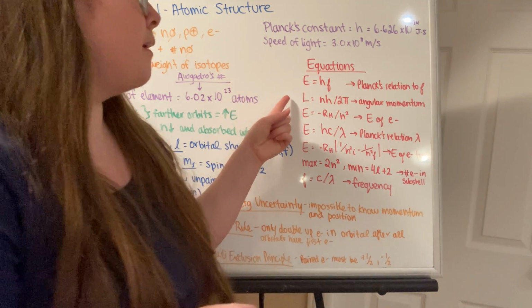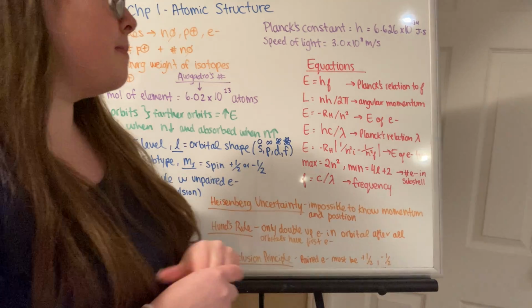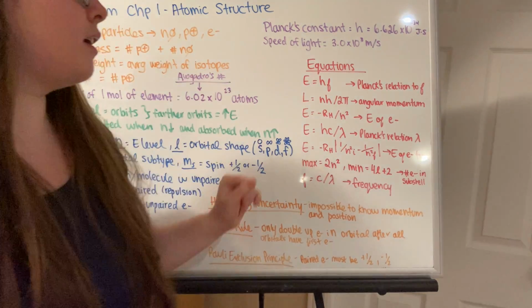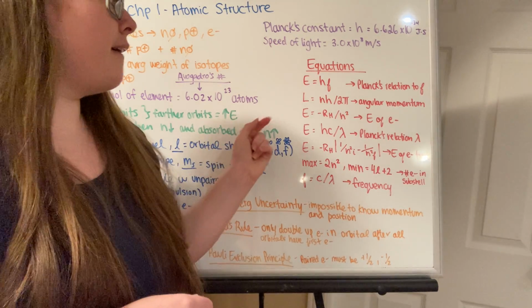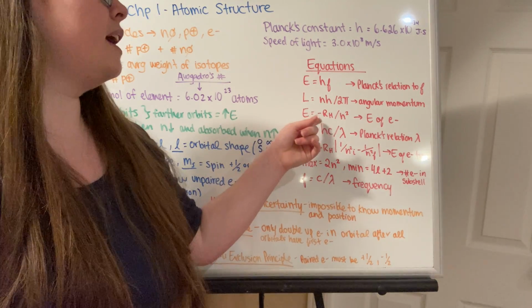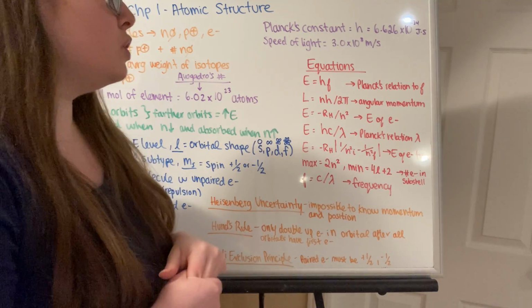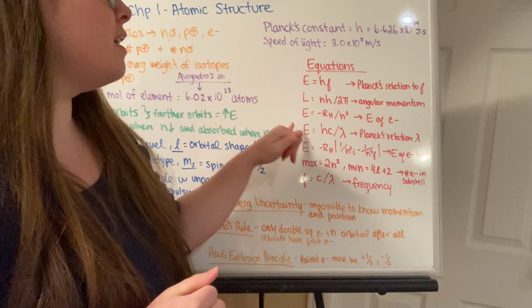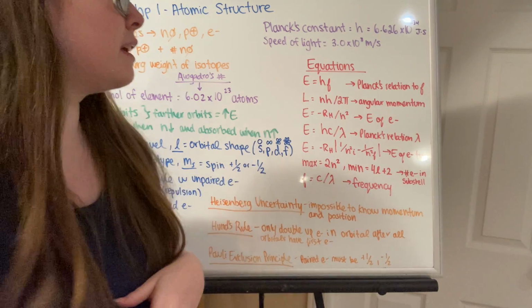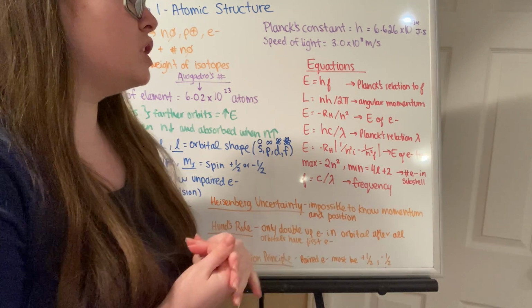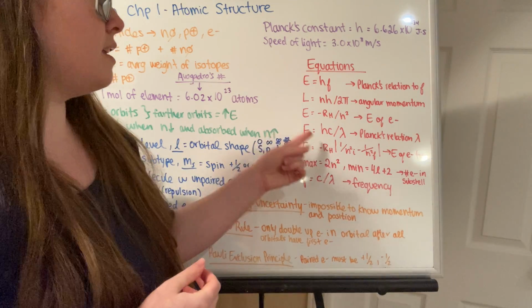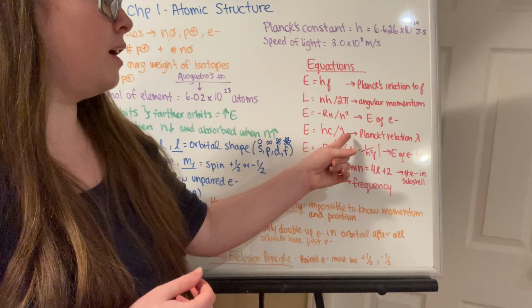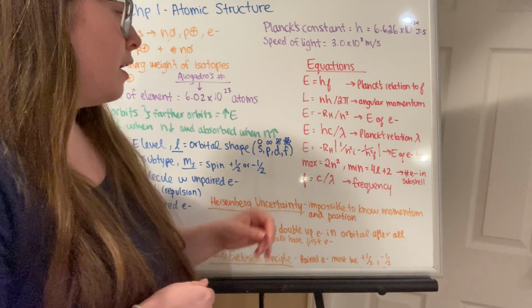Then you have L, the angular momentum, which is nh over 2 pi, is another equation. Then you also have E equals negative RH over n squared, which is used for the energy of an electron. Then you have E equals hc over lambda, which is Planck's relation to wavelength. So you have E equals Planck's constant times the speed of light divided by the wavelength, okay?